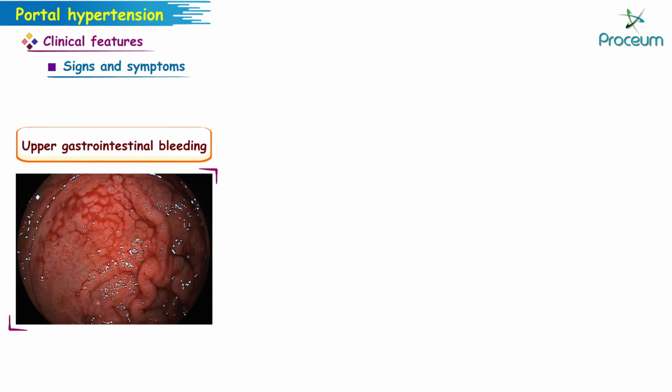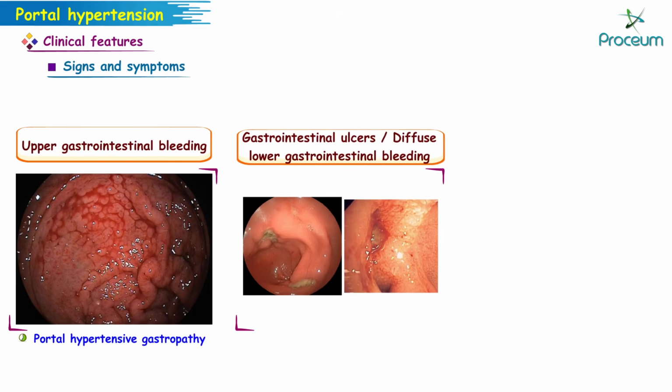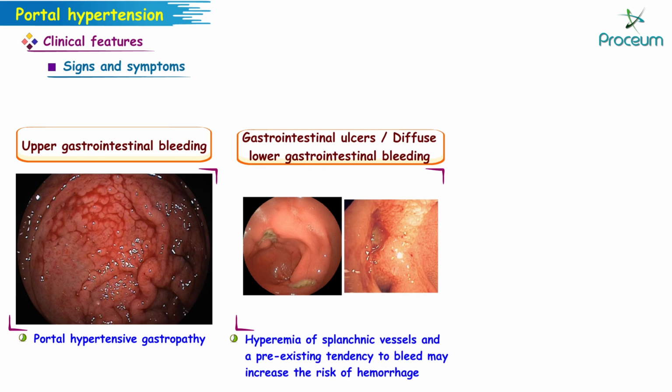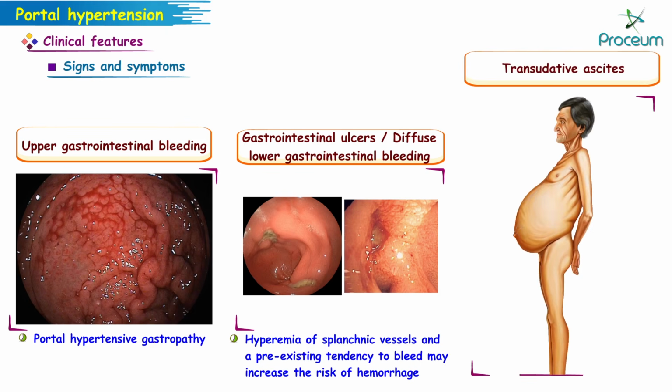Upper gastrointestinal bleeding from portal hypertensive gastropathy, gastrointestinal ulcers, or diffuse lower gastrointestinal bleeding can all occur. The hyperemia of splanchnic vessels and a pre-existing tendency to bleed may increase the risk of hemorrhage in these patients with upper GI bleeds. Transudative ascites can also be one of the important signs in patients with portal hypertension.